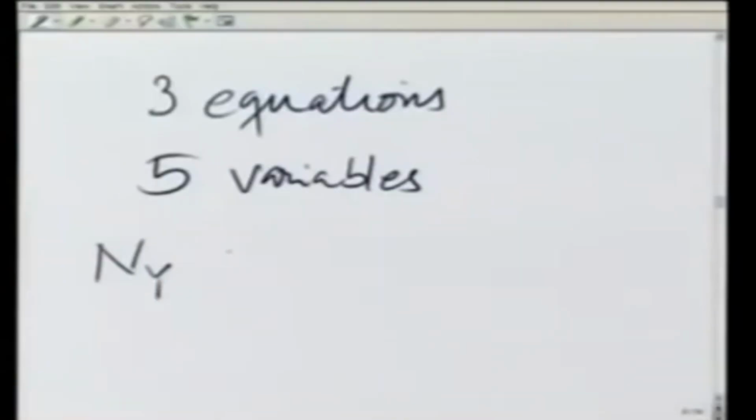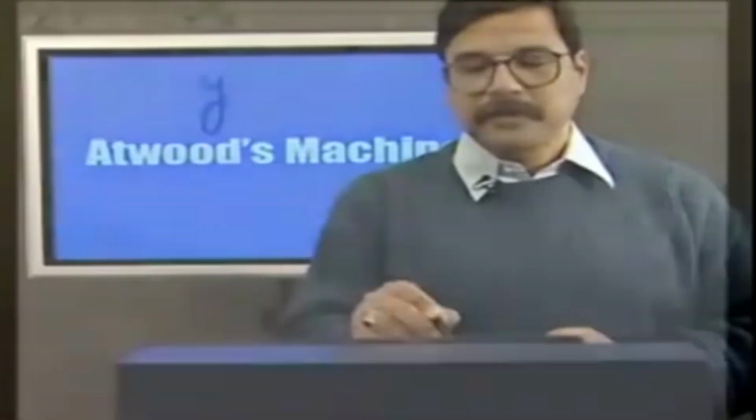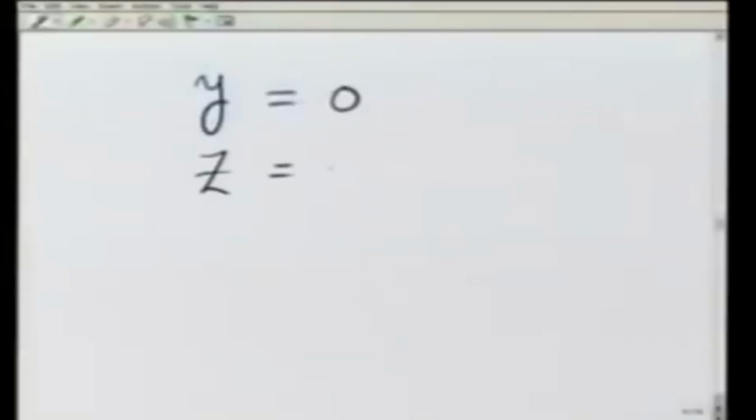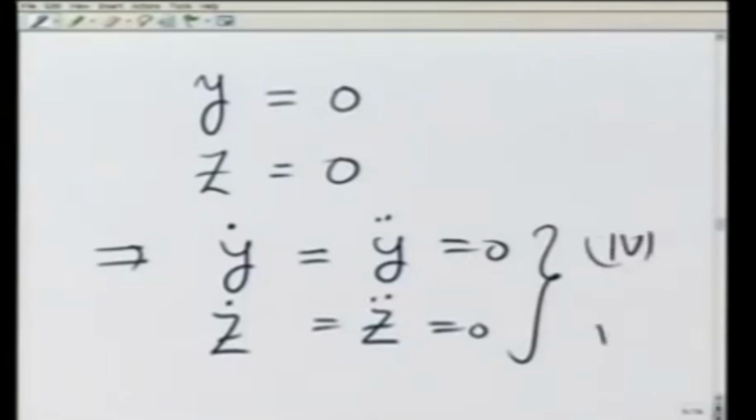And this is where I start thinking: the 2 of these variables, ny and nz, came because I imposed a constraint. So the equations should also come from the constraints themselves, and that is precisely where they come from. The equations of constraints are that y is equal to 0 and z is also equal to 0, and this implies y dot and y double dot both are 0, and so is z dot and z double dot. So I have 2 more equations, total 5 equations and 5 unknowns, and I can solve the problem.